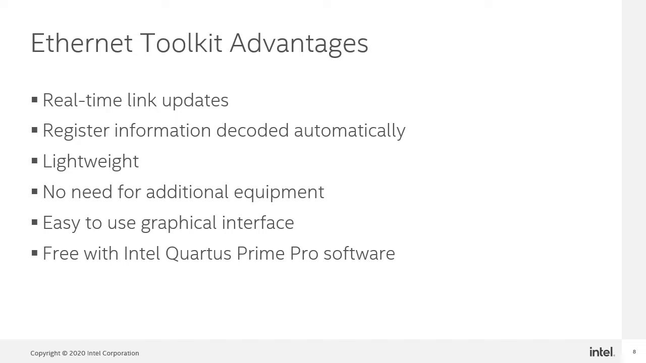The tool is lightweight, so its impact on your total resource counts and performance are minimal. The only hardware you need is the same JTAG cable you use for programming and debugging already. The Ethernet Toolkit graphical user interface is easy to use, being similar to other Quartus debugging solutions and toolkits. And finally, it comes for free with your Quartus Prime Pro installation.